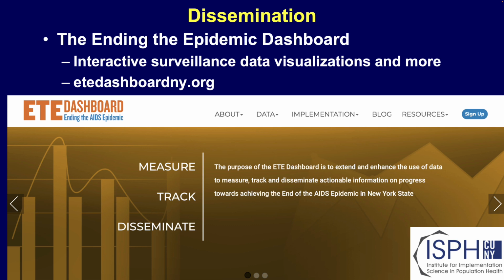It's a statewide initiative, and our team at the CUNY Institute for Implementation Science in Population Health was asked to develop this and maintain the dashboard system that tracks all of the metrics and targets related to measuring progress towards this ETE initiative's goals. And as you can imagine, surveillance data play a very central role to that end. So I'm just going to link out here quickly and give you a sense of what it looks like.